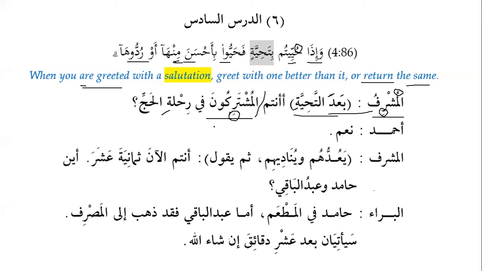Al-mushtarikuna, participants. Fi rihlat al-hajj. Rihla is mudaf and al-hajj is mudaf ilayh. And I'm sure now you are able to figure out why, because rihla doesn't have al, it doesn't have tanween, and the noun that comes after that has al. So it will be confirmed that the combination of common noun and proper noun will be mudaf ilayh. Yes, fi rihlat al-hajj, in the journey of hajj.